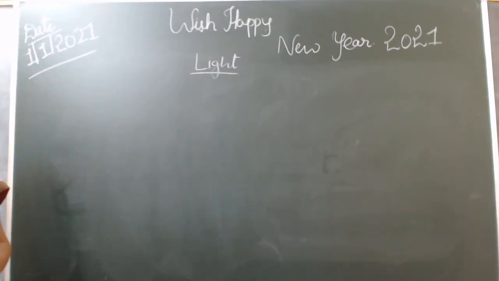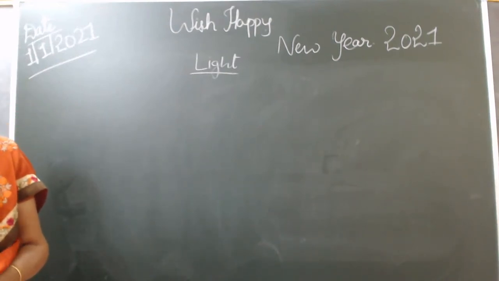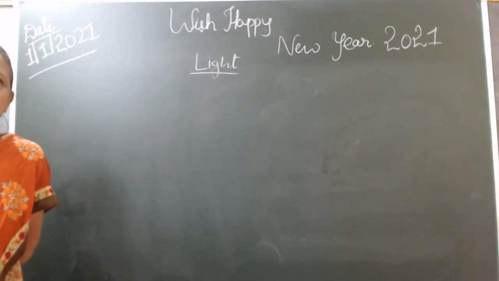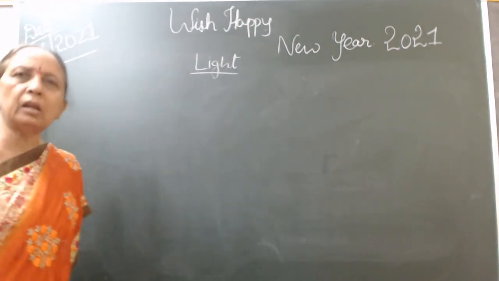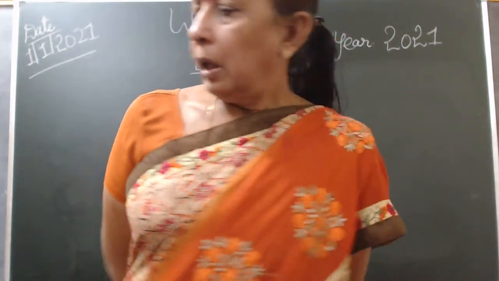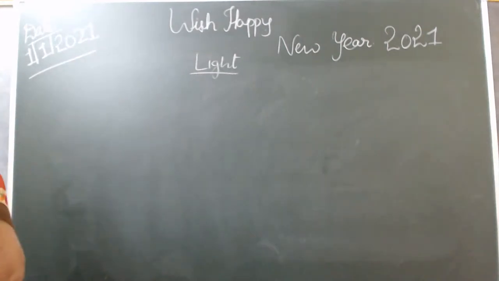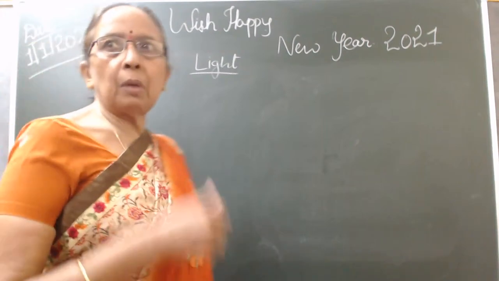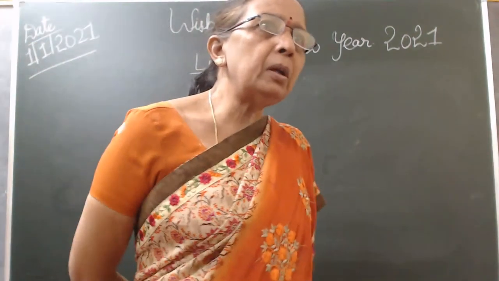In that light chapter, nothing is new. Only a few rules, a few image formations and a few words are there. That I will once again revise for your revision purpose. As we got the instructions from our coordinators, first I want to take the revision. After that, I will take the last remaining chapter. So, first of all, is there any doubt from your side in the light chapter?